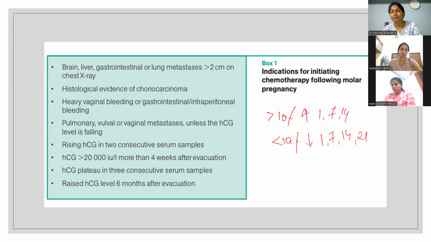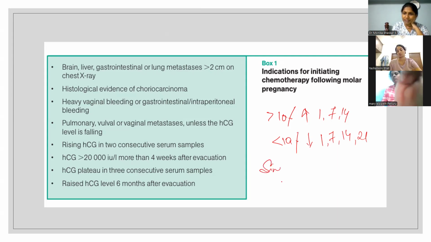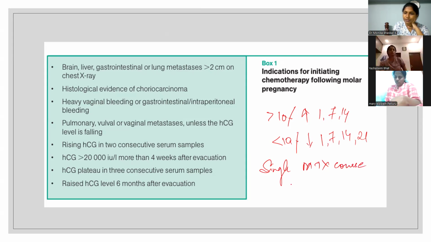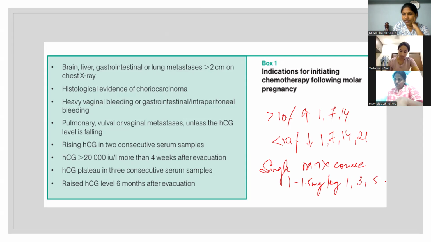So if there is persistent trophoblastic disease, it is an indication for chemotherapy. So these are all different kinds of indications post evacuation to give prophylactic chemotherapy. So what is the prophylactic chemotherapy? It is a single methotrexate course. So how much is the methotrexate dose? 1 to 1.5 mg per kg on first day, third day, fifth day and seventh day. And you will add folinic acid on second day, fourth day, sixth day and eighth day.